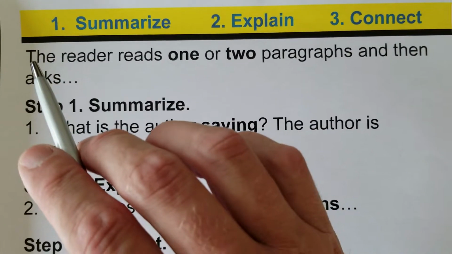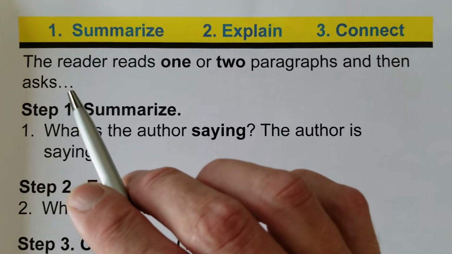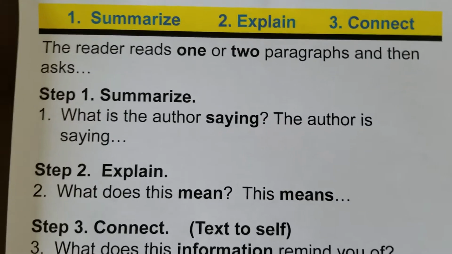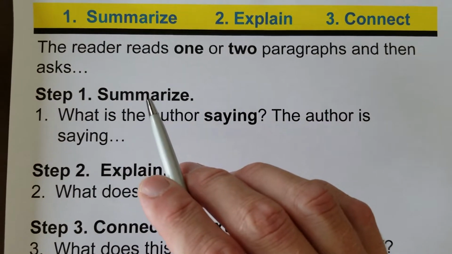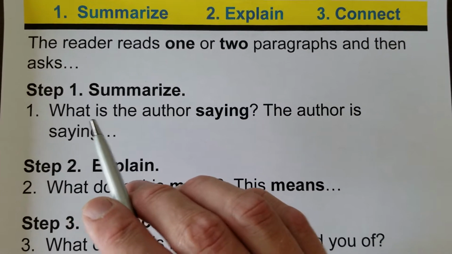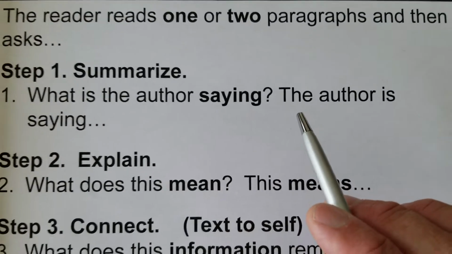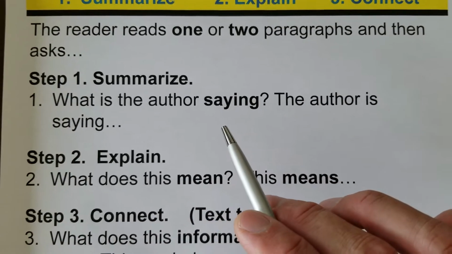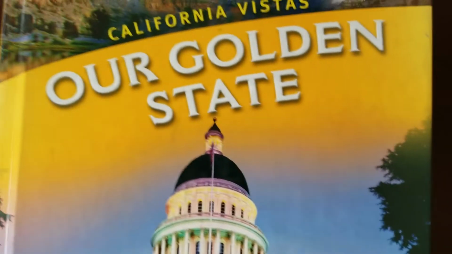Here's how it works. The reader reads 1 or 2 paragraphs and then asks. So this is perfect for partner interaction. You have partners face each other, but you can do this at home with anyone in your family. So step 1 is summarize. One person will respond, "What is the author saying?" And then you have to respond in this exact manner. The author is saying, so after reading 1 or 2 paragraphs, just summarize what the author said. Remember, someone wrote this book. Or actually, a lot of people wrote it.